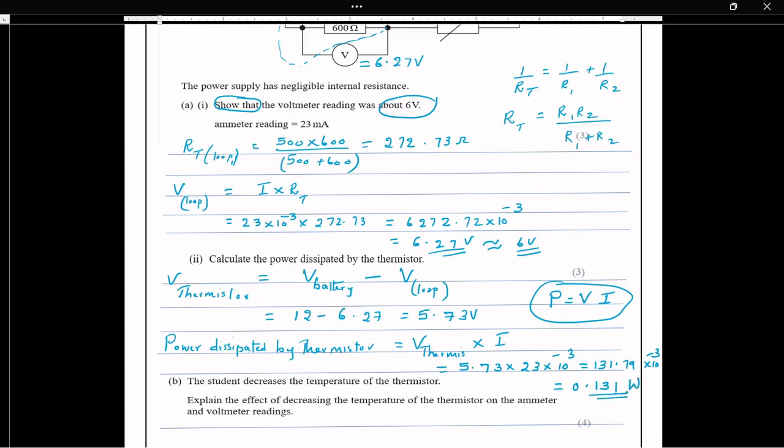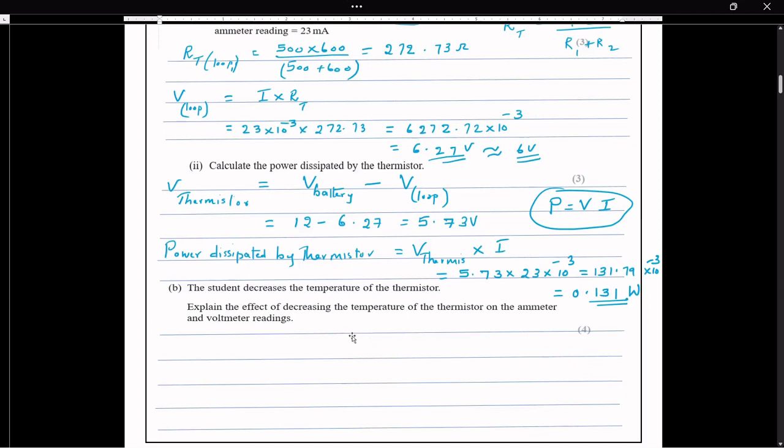So minus 3 means dividing by 1000. So I'm moving the decimal place 3 places to the left, which gives an answer of 0.131 watts. So this is the power dissipated by the thermistor.